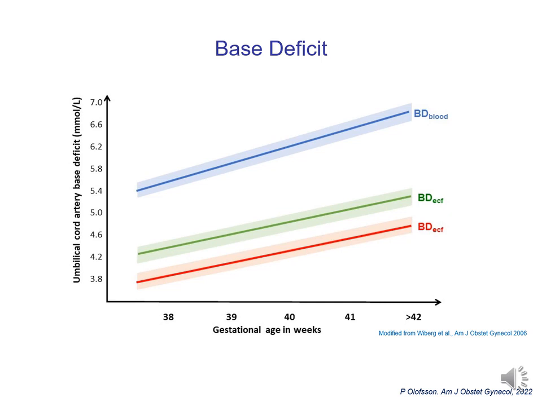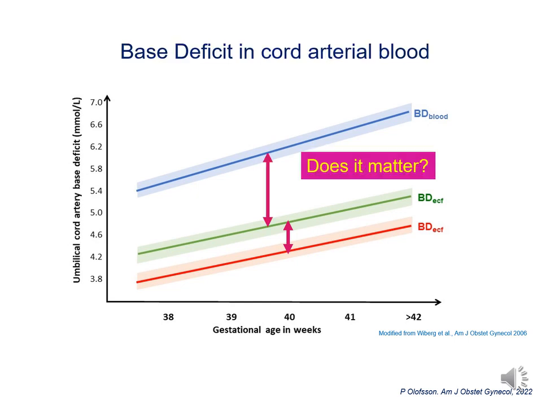This slide shows 3 important things. First, that BD varies with gestational age, as do pH and other blood gases and lactate. Number 2, that BD in blood is higher than in the extracellular fluid. And 3, that different BD values are achieved from different blood gas analyzers. The question is, do such differences matter?